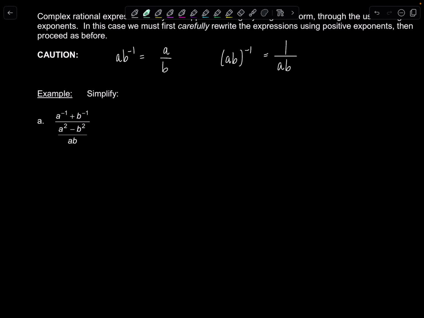So first I'm going to rewrite this as 1 over A plus 1 over B. And then we have A squared minus B squared over AB.